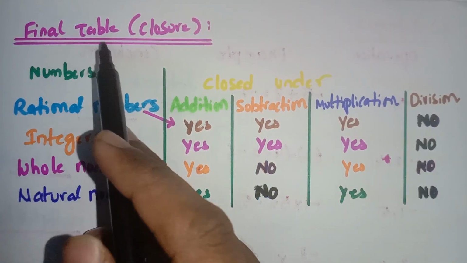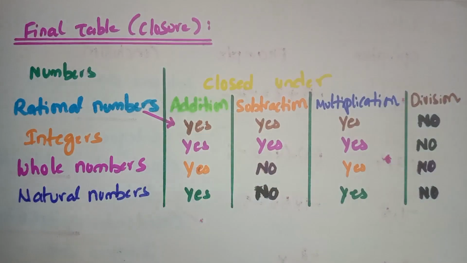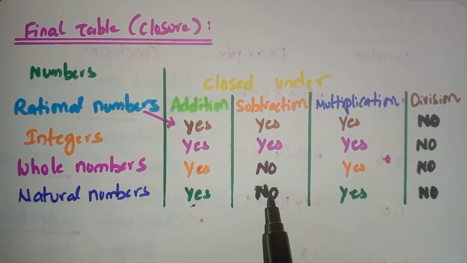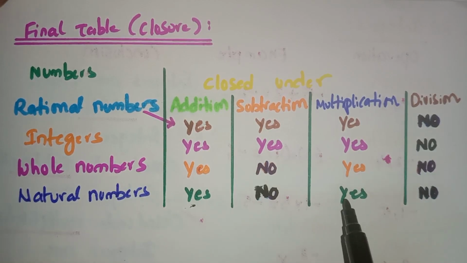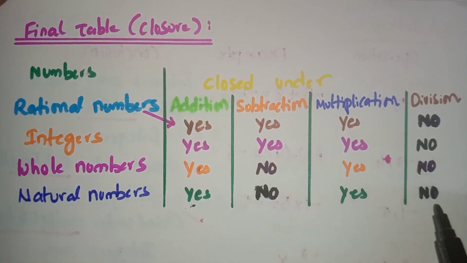Now we have the final table for closure property. We know that natural numbers are closed under addition. That's why here addition is passed. Again, we know that natural numbers are not closed under subtraction. So the answer is no. Natural numbers are closed under multiplication. So the answer is yes. Natural numbers are not closed under division. So the answer is no.